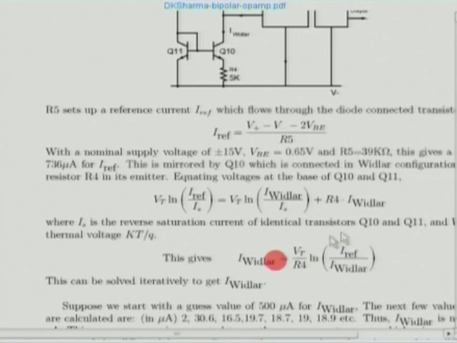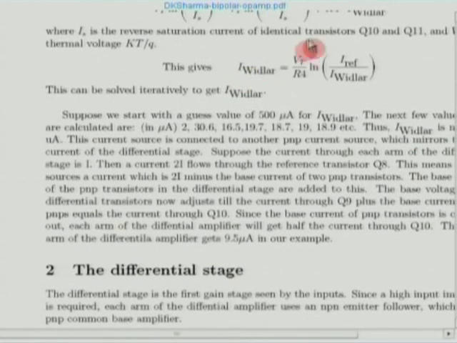You can write this in this format, in which the Widlar current is given by this expression. Now, notice that this has the Widlar current. Widlar, by the way, is the designer of the first op amp, and the 741 was also designed by him. So, this Widlar current is given by this expression, and this I occurs on both sides. Therefore, we cannot get a closed form solution for this.